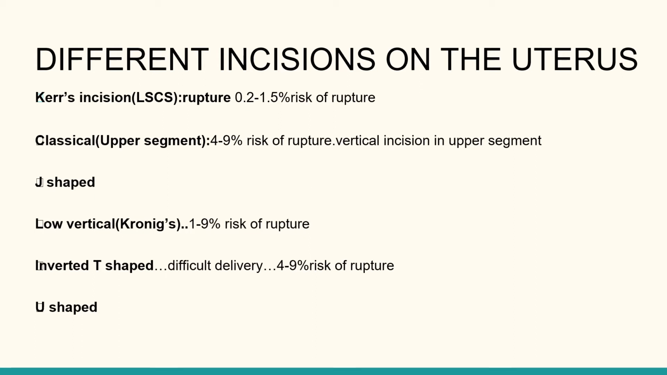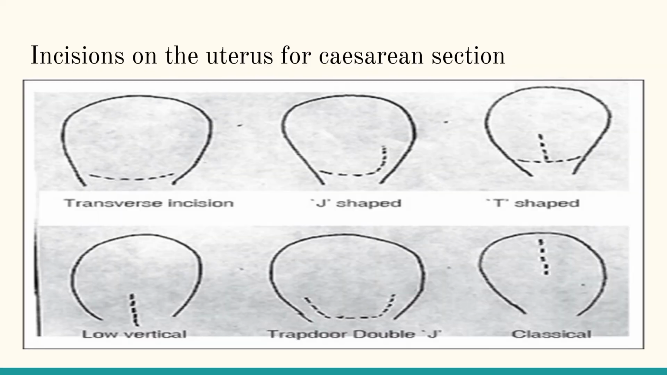Lower segment caesarean section is most commonly performed as the risk of rupture or scar dehiscence is very less, that is about 0.2 to 1.5%. The classical scar, the risk of rupture is more, that is about 4 to 9%. And low vertical, the risk of rupture is again 1 to 9%, and inverted T-shaped incision has got more incidence of rupture, that is 4 to 9%.